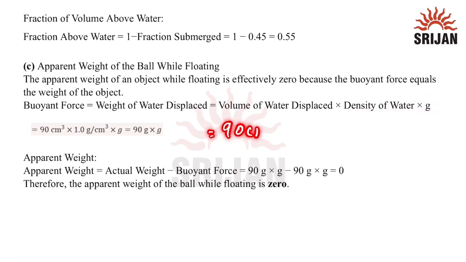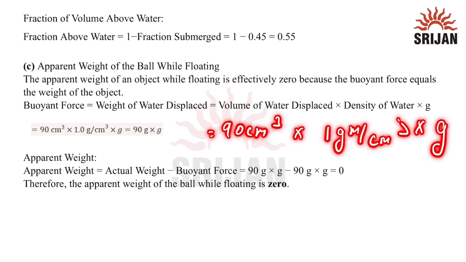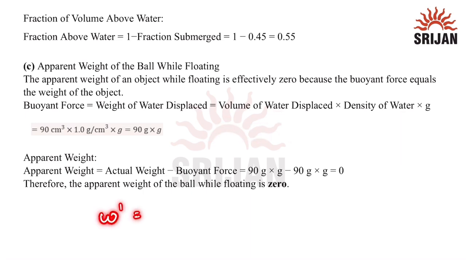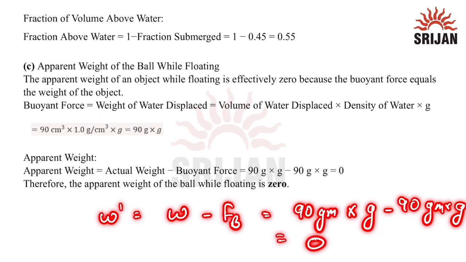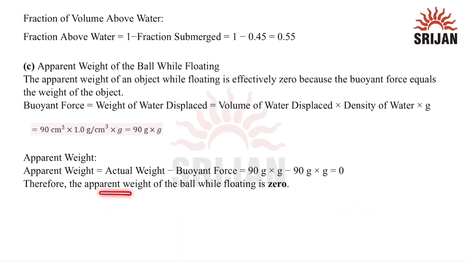That is 90 cm³ multiplied by density of water, that is 1 gram per cm³, times gravitational acceleration g. Now the apparent weight W' will be equal to the actual weight minus buoyant force. So the actual weight is 90 gram times g minus 90 gram times g, that comes out to be 0. Therefore, I can say that the apparent weight of the ball while floating is 0.